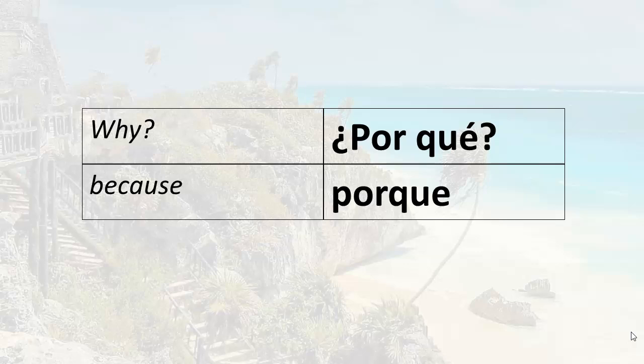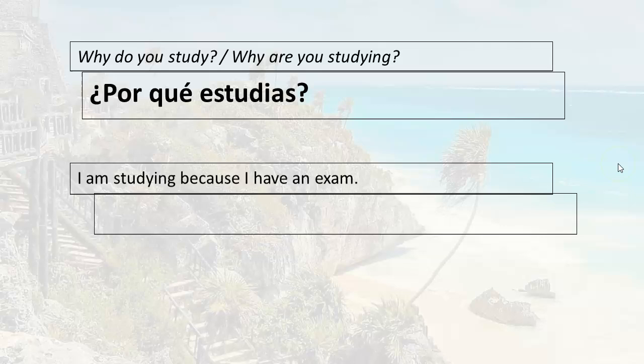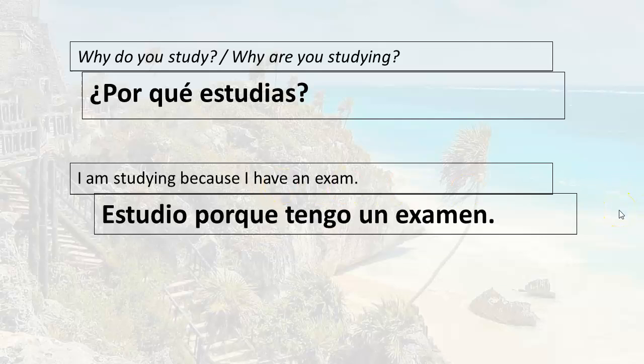One word that accompanies the question word is the word porque, written as one word. When it's written as one word, it means because, and we always use because in the answer to a question with why. So let's look at an example. Why do you study? Why are you studying? ¿Por qué estudias? The answer, I am studying because I have an exam. So we can do this in three parts. I am studying, estudio, because, porque, written as one word, and then I have an exam, tengo un examen. So put it all together. Estudio porque tengo un examen.